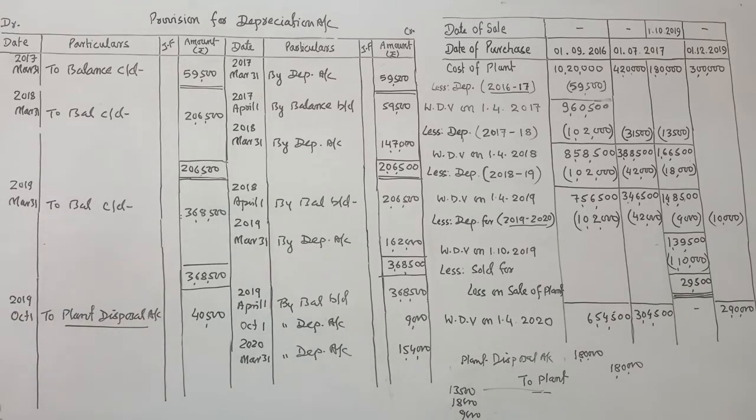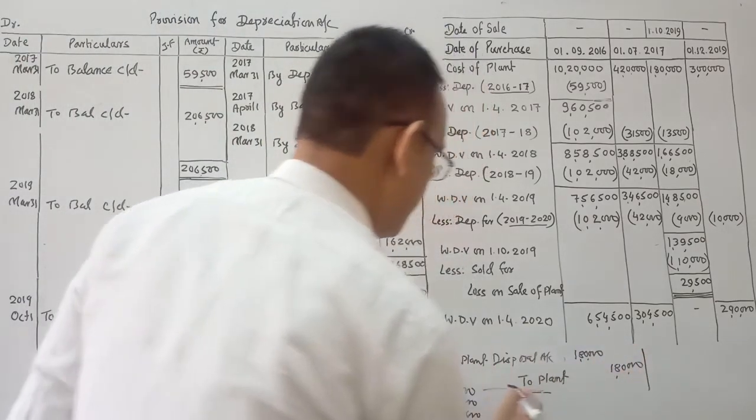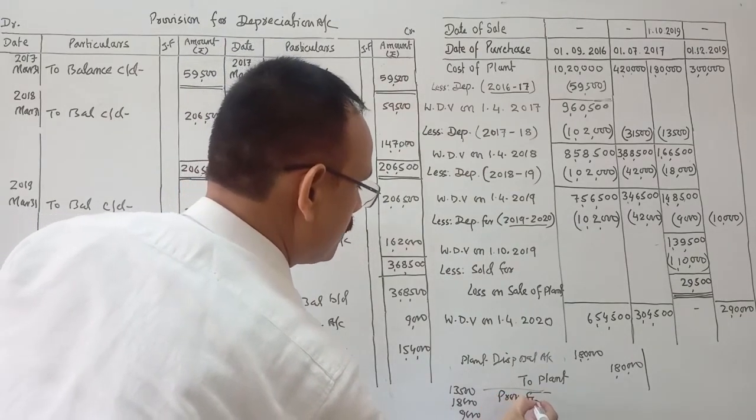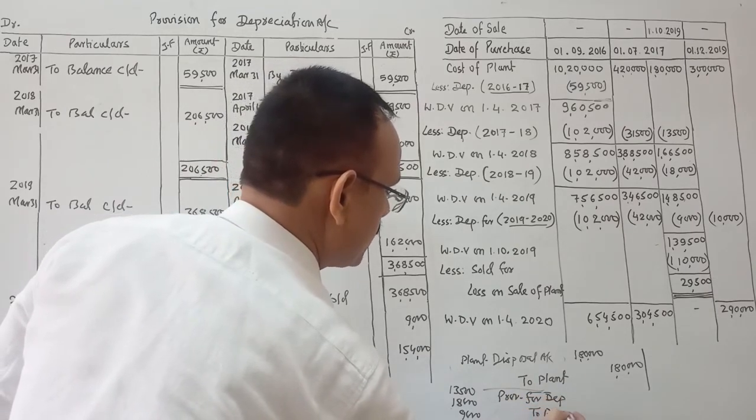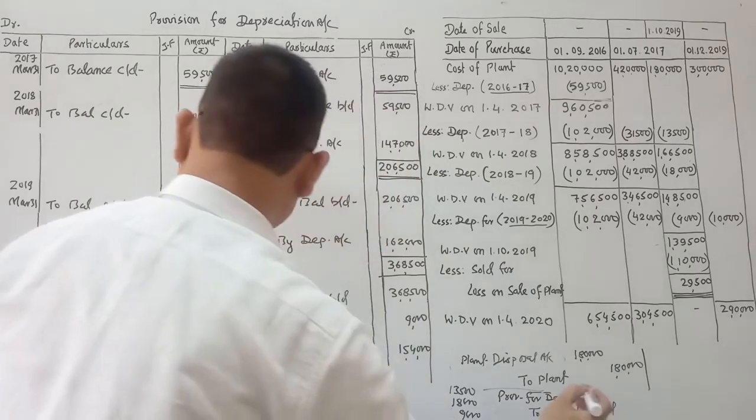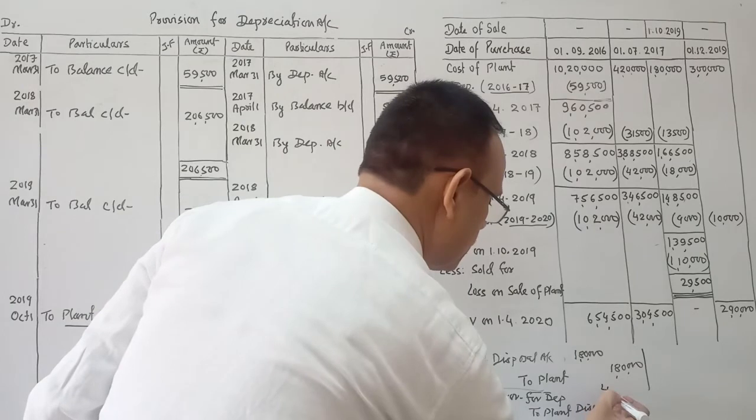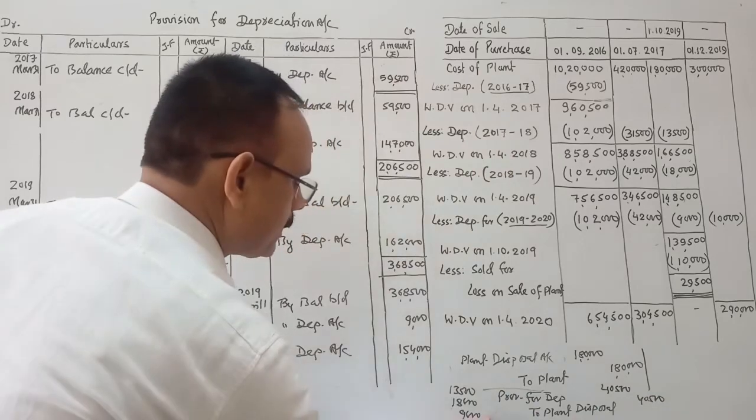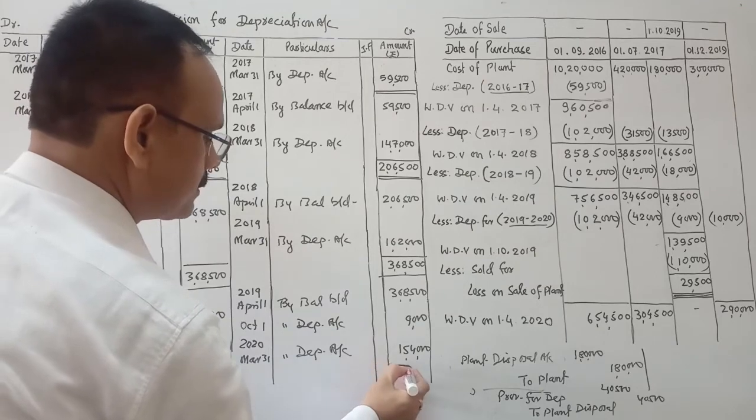So what will be the entry of this? You know the entry: provision for depreciation account debit to plant disposal account. The amount is 40,500. Now we will find out the difference.